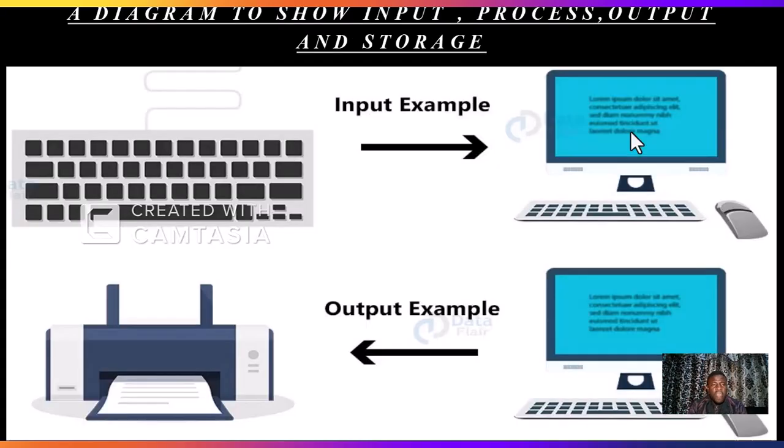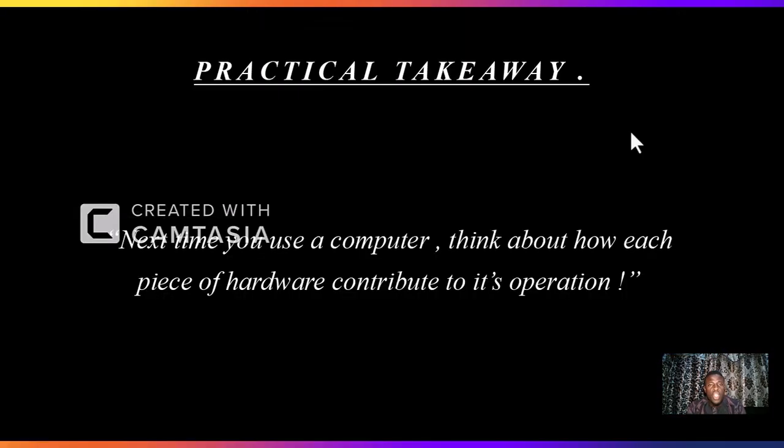A diagram to show input, process, output and storage. You can see on your left hand side we have a keyboard, and it inputs information into the system, and it is processed to be released as output. And you can see from the printer that the information is printed out. This is a practical takeaway: next time you use a computer, think about how each piece of hardware contributes to its operation.